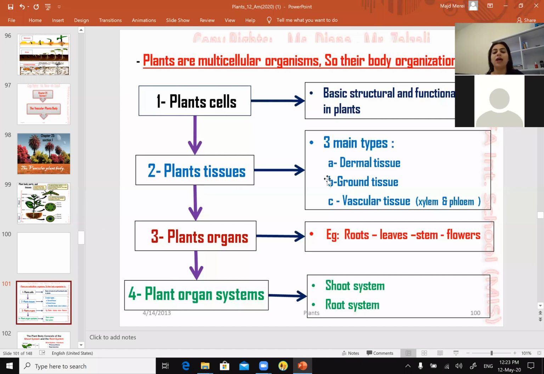Plant tissue. And you learned that there are three different tissues: dermal tissue, ground tissue, and vascular tissue, which includes xylem and phloem. And a group of tissues work together to perform a specific function. This will form organs, such as what? Roots, stem, leaves, flowers. So in today's session, we'll discuss together the first organ, which is roots.